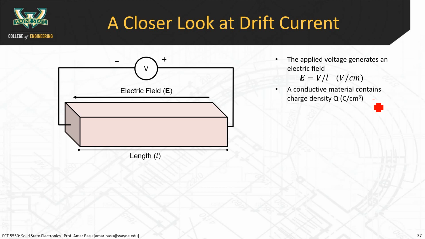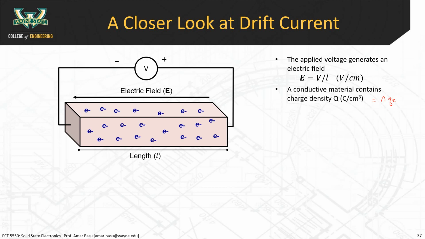This is equal to the electron concentration times Q of the electron. And the Q of the electron, remember, is 1.6 times 10 to the negative 19 coulombs. All right, so a conductive material has something called a charge density. And the units for that charge density is coulombs per centimeter cubed.